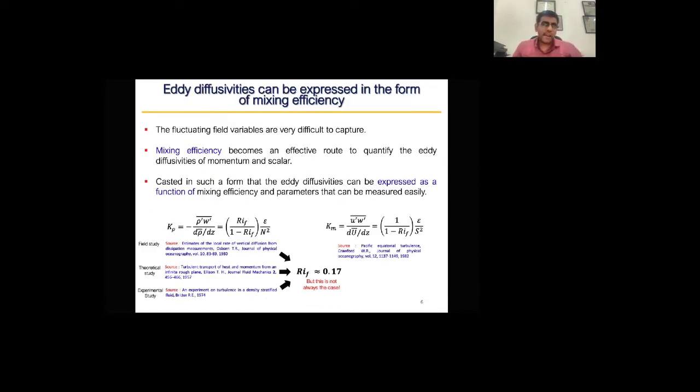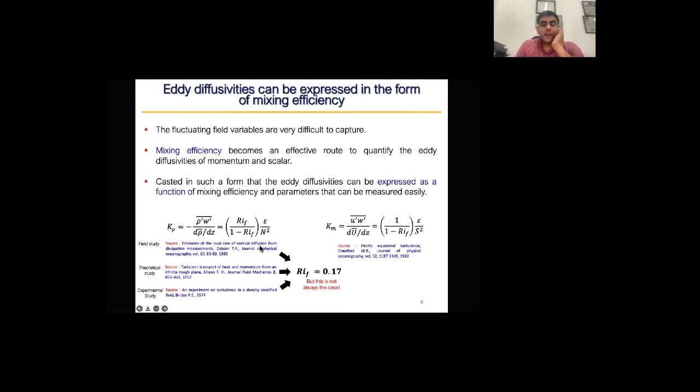So the next question that automatically comes up is, why do we need to measure this mixing efficiency? The main reason is to quantify the eddy diffusivities of scalar as well as the eddy diffusivities of momentum, because it's very difficult to measure the turbulent fluxes in field or realistic scenarios. Hence, we resort to a parameterization. And when you want to parameterize these eddy diffusivities, this RIF goes into the equation. Unless you know this RIF value, your models will not be able to quantify the diffusivity values.